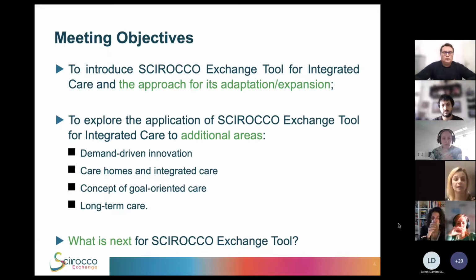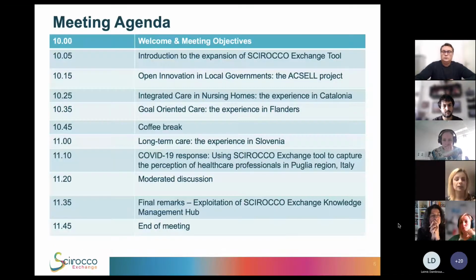So we will be exploring or sharing the experience of four particular areas where the tool has been locally adapted. It's demand-driven innovation, care homes and integrated care, concept of goal-oriented care, and concept of long-term care. And at the end of the workshop, we would like to also share with you a couple of thoughts on our next steps for the tool, particularly how we see the use of the tool from the point of view of sustainability and exploitation.